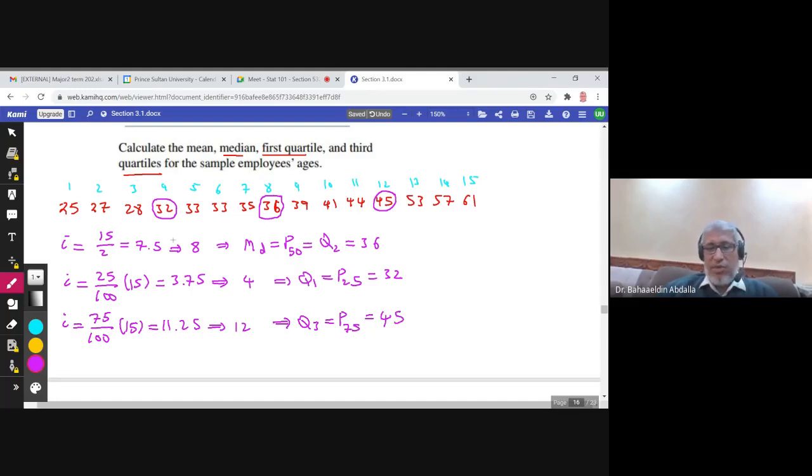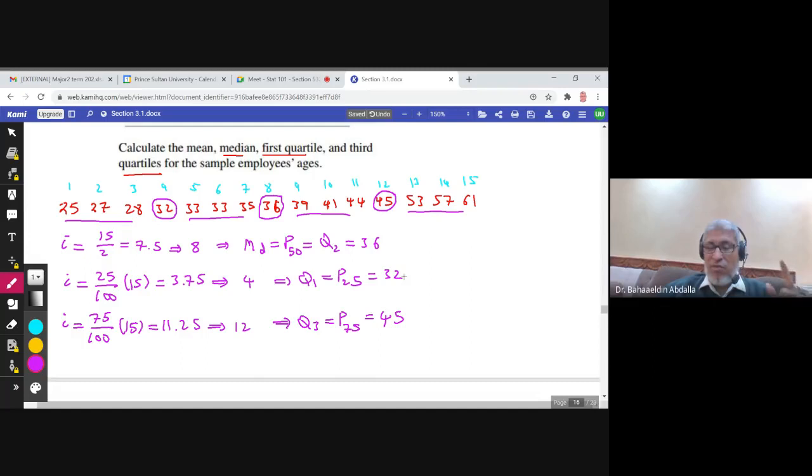So these numbers, 32, 36, and 45, are the 3 quartiles, and they divide the data into 4 regions. In each of these 4 regions, you have 25% of the data. So if you remove these 3 numbers, the 3 quartiles, from the data, you have 12 remaining numbers. You will find 3 numbers, as you can see, between each 2 quartiles. So they divide the data like this. These are the 3 quartiles.